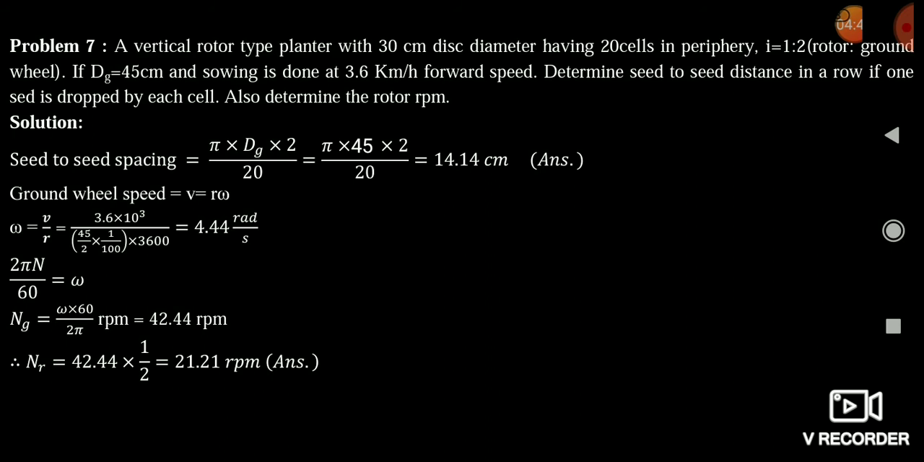I have told you that if 20 cells are given or 20 tubes are given, it means that 20 seeds are dropped from the planter. So when the rotor will rotate 1 time, the ground will cover the distance pi dg into 2, and the number of seeds dropped is 20. So pi into dg into 2 is the length the ground will cover in 1 rotation of the rotor, and 20 seeds are dropped within this length.